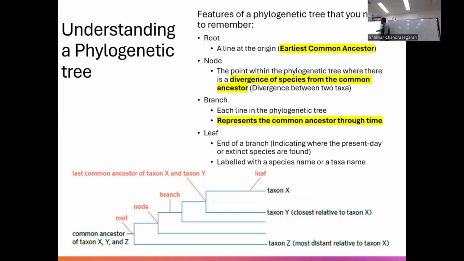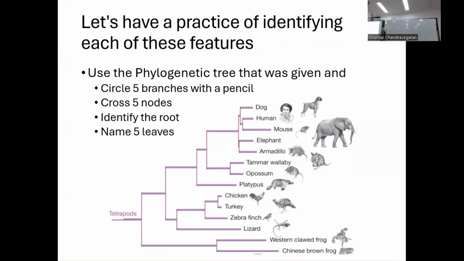Okay, the last one is the leaf, right? This is basically the end of any branch. That's where we're trying to get to. This is indicating where the present day or extinct species are found, right? Basically, this could be labeled either as a species name or as a taxon. Most of the time you're going to deal with them giving you a species name there, like you have here.